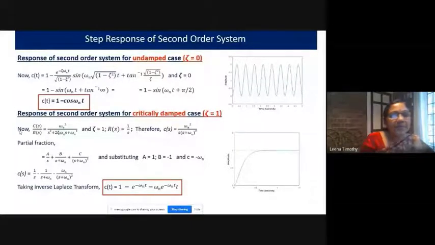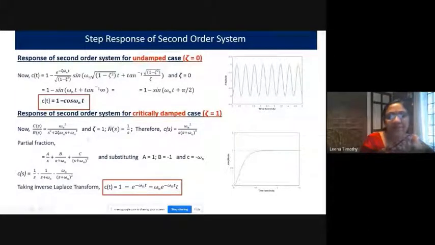So s square plus 2 theta, 2 theta is equal to 2, so s square plus 2 omega n s plus omega n square. That is s plus omega n the whole square. And r of s is equal to 1 by s. So c of s is equal to omega n square, times 1 by s, divided by s plus omega n the whole square. So c of s will become like this.